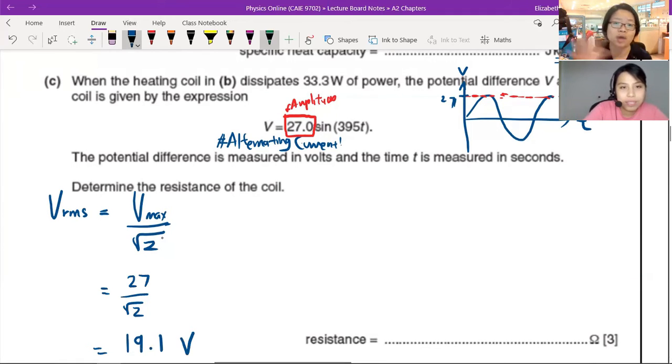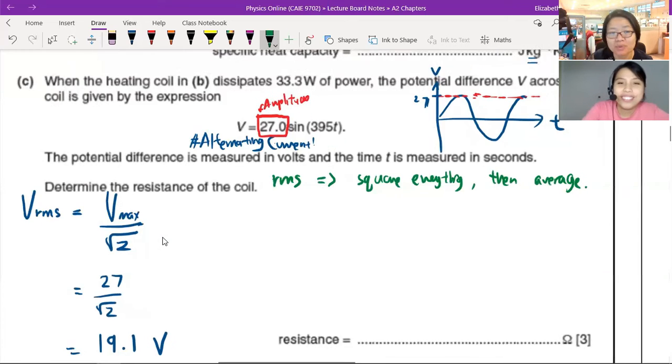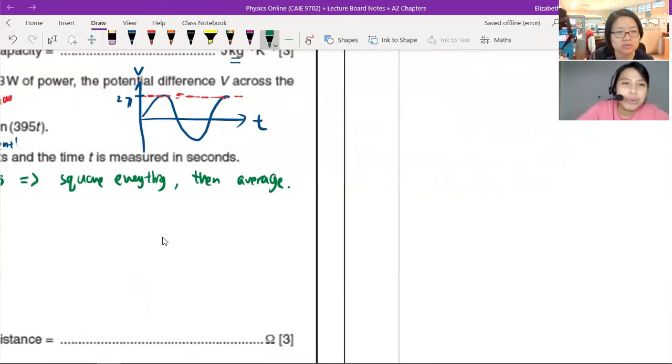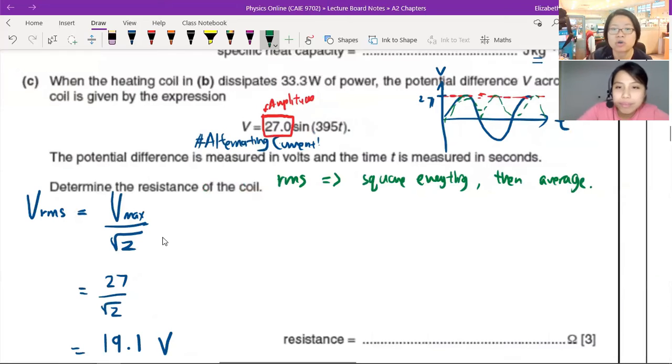So what we'll do is we'll square everything, like how you do standard deviations, and then we square root again. So the root mean square here, you can treat this as some form of average value. Square already, then average, like how you find standard deviation. It's a method we do when our data got plus and minus. All the negatives become positive. So this 19.1 is a representative of the potential difference across the heater.